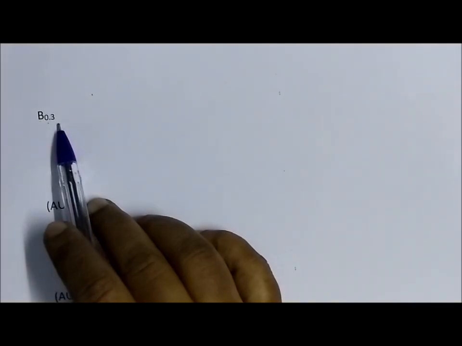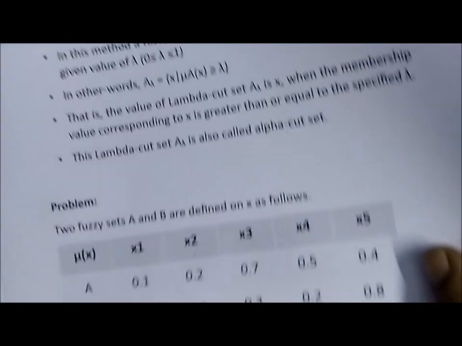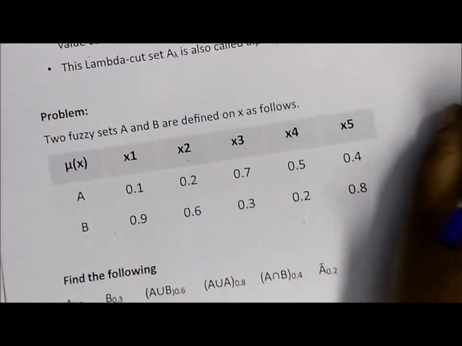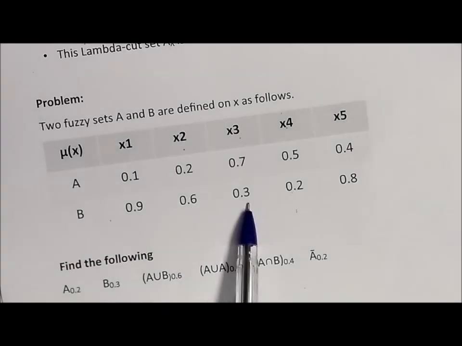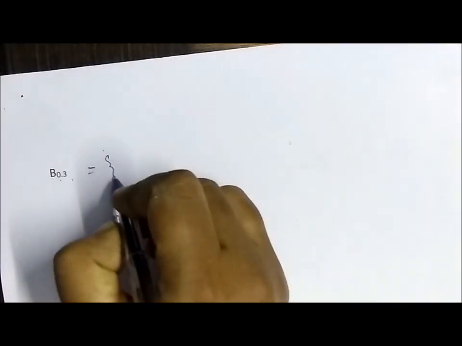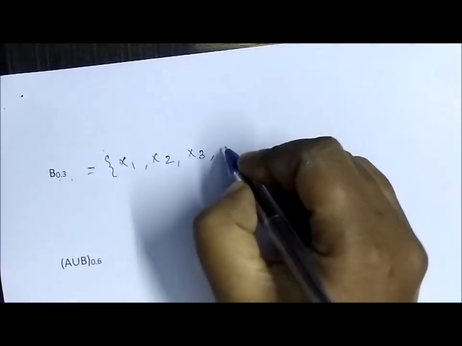The next one is B 0.3. What is the formula? The membership function value should be greater than or equal to the lambda value. Here we are dealing with set B, so in the B set we need values greater than or equal to 0.3. The values we have are x1, x2, x3 and x5. So here we write B 0.3, which is equal to x1, x2, x3 and x5.